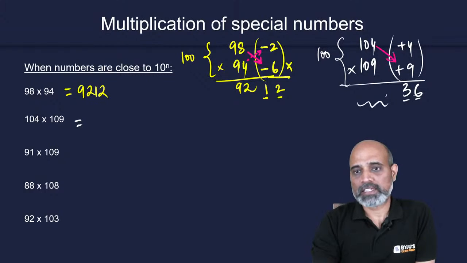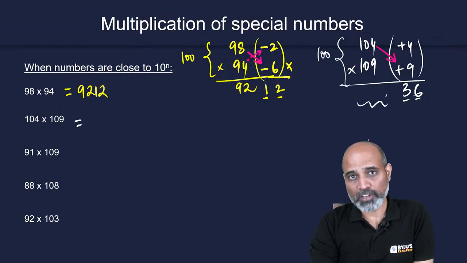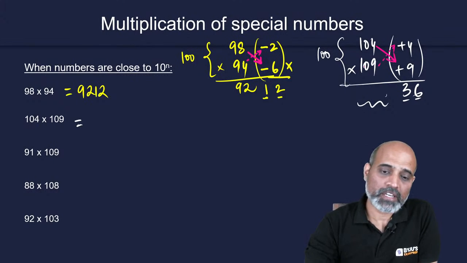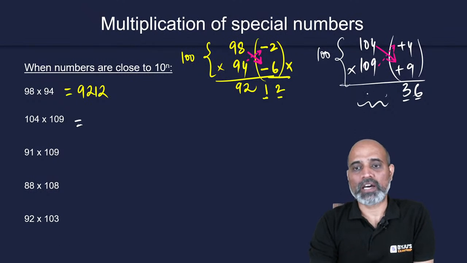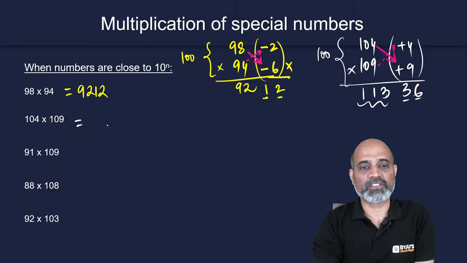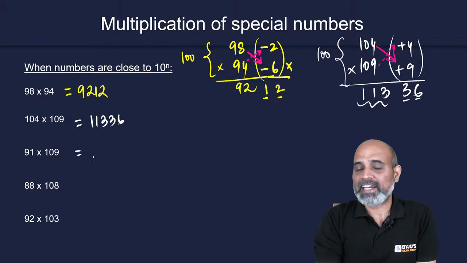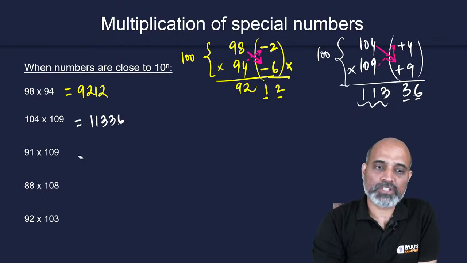वही करोगे, या तो ये 109 ऐड कर लो या फिर ये ऐड कर लो. Okay, so when you add either of these two, 104 plus 9 is 113. So you will have 11336. 94 into 109, the next calculation that I want to do.